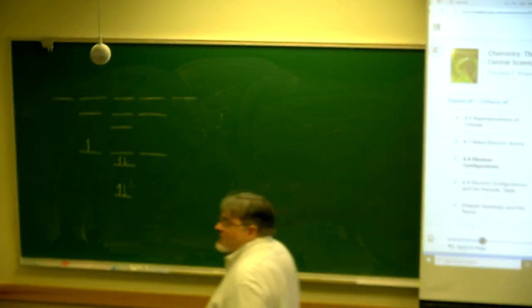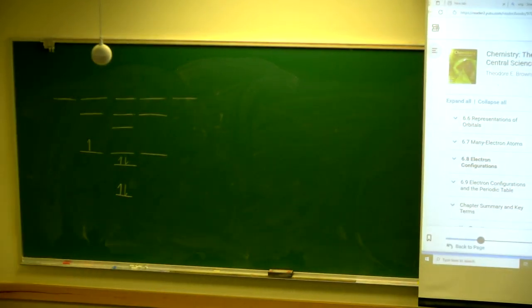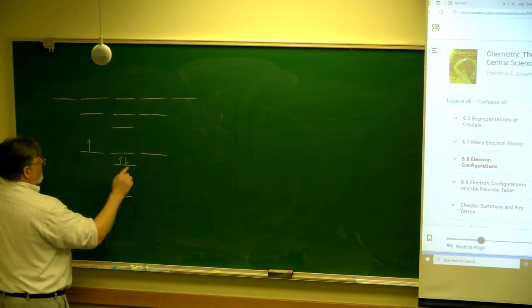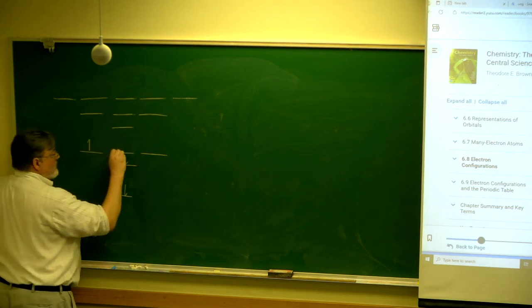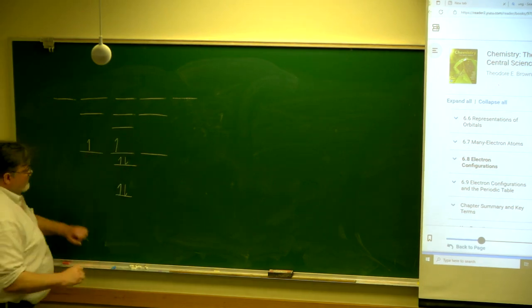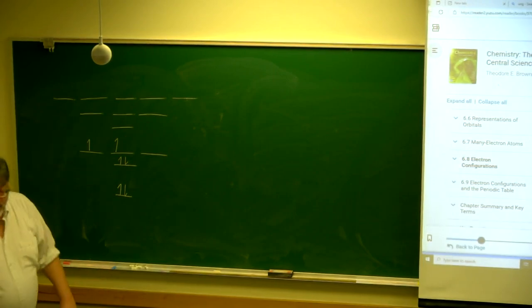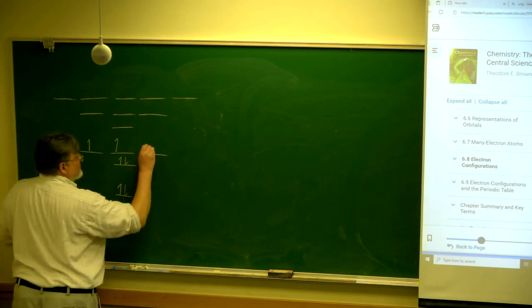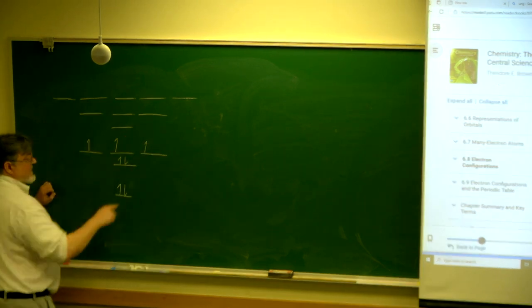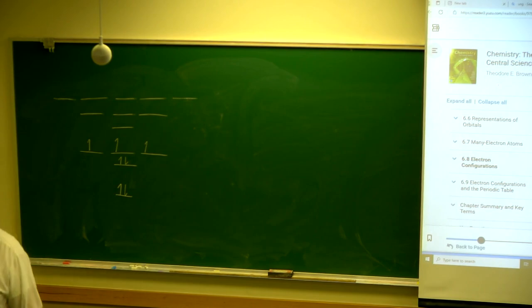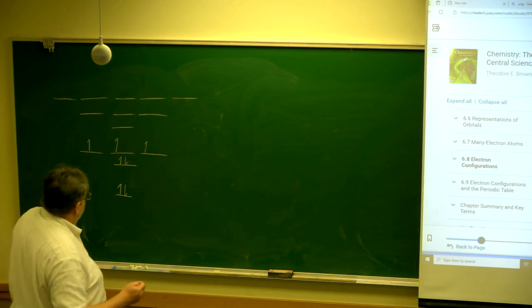Okay, so boron, carbon, nitrogen, oxygen, fluorine, neon, finishing out that row. 1, 2, 3, 4, 5. That's boron. 6 protons, 6 electrons. That's carbon. Nitrogen is next. 2, 4, 6, 7. So 7 protons, 7 electrons for the neutral atom.